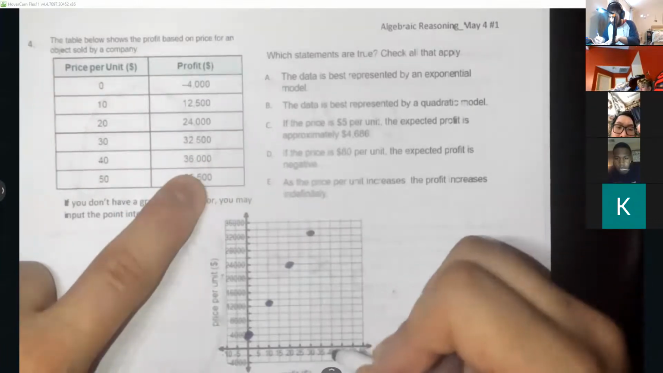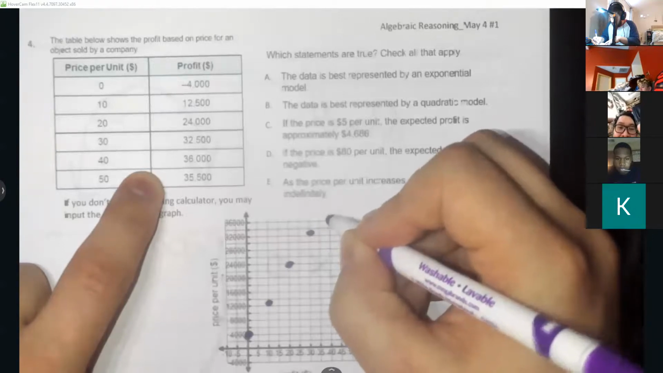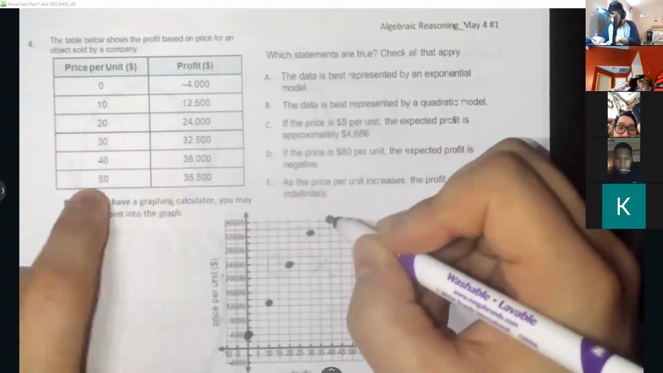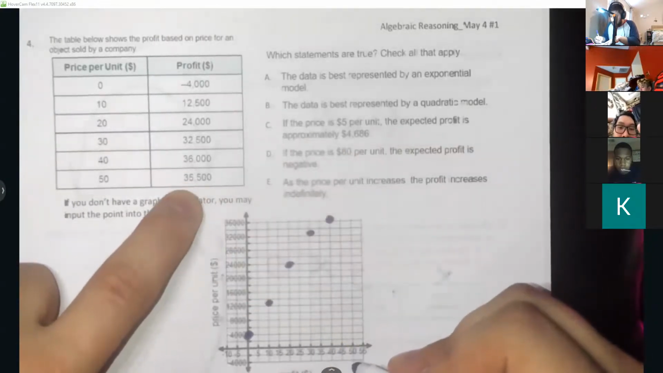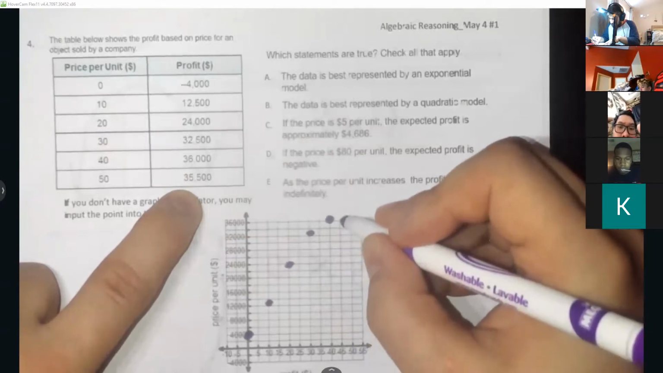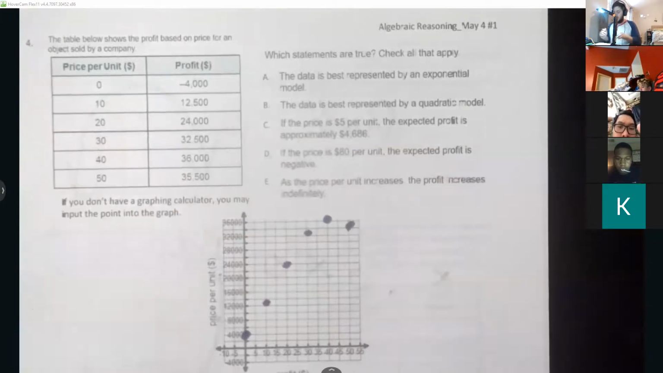Looks like we're getting off the charts here. 40 and then 36. And then 50, oh, never mind, we're not off the charts. 53, 35, so that would be like here. Something like that.